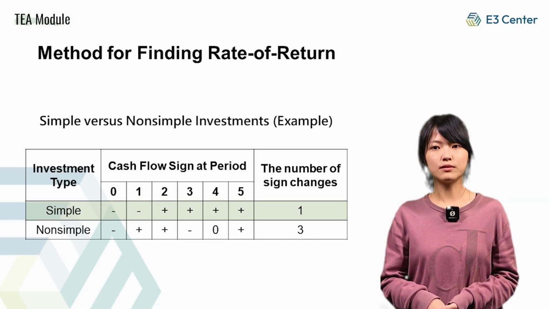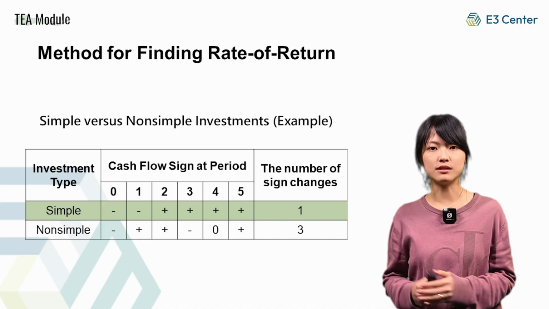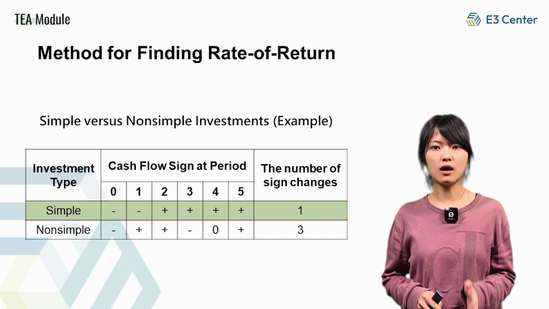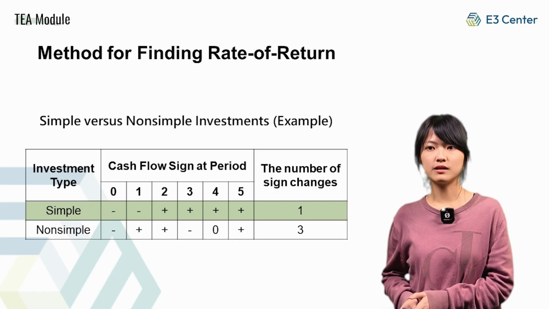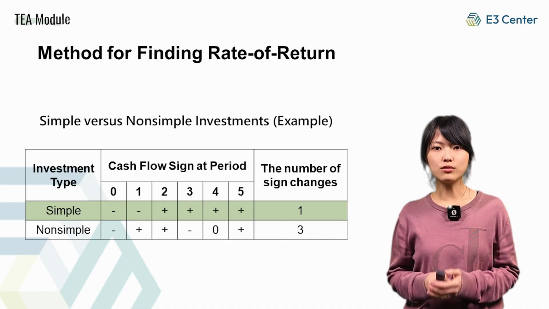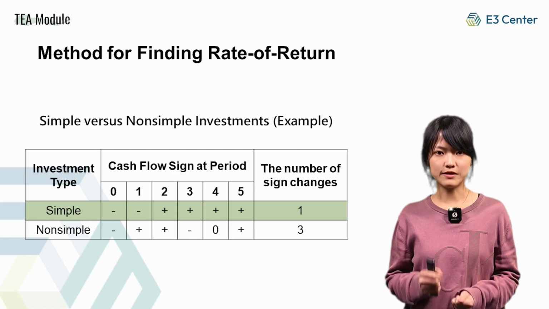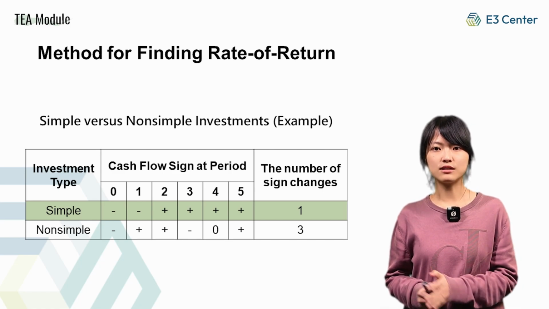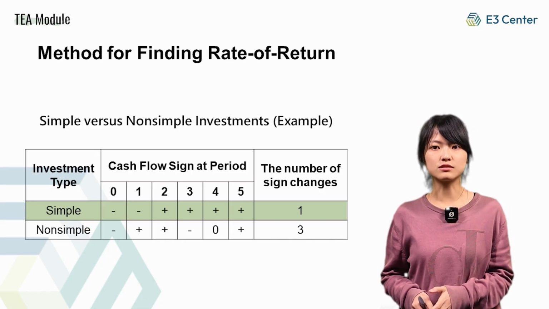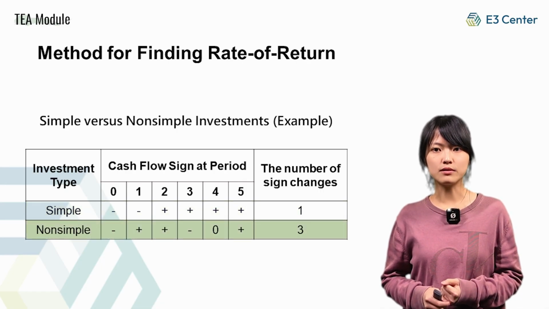The first, the simple investment. You can see the cash flow starts with a negative sign in period 0 and 1, indicating an initial outlay or investment. From period 2 onwards, the cash flow remains positive, reflecting returns or benefit from the investment. There is only one sign change, from negative to positive, which is typical of a conventional investment. This single sign change simplifies the calculation of the rate of return, as the cash flow pattern is predictable and stable.